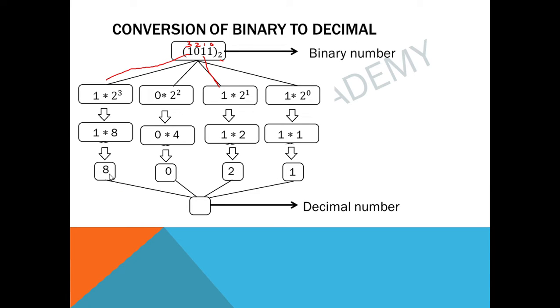Then we have to add these 4 numbers. So 8 plus 0 plus 2 plus 1, we will get 11. That means we got the value of binary 1011 base 2 equal to 11 base 10. Let's go on to another example.